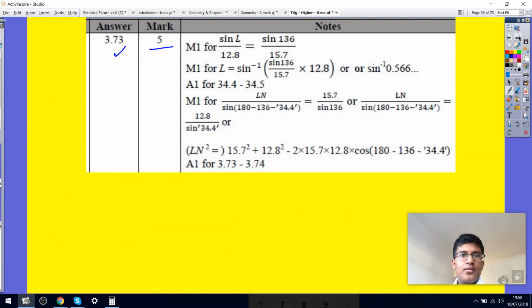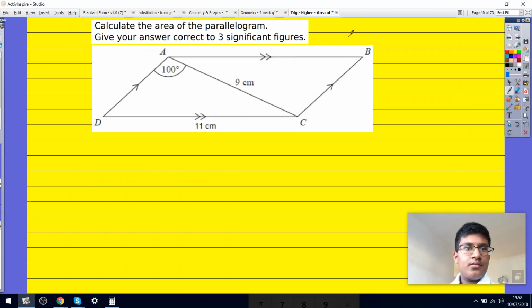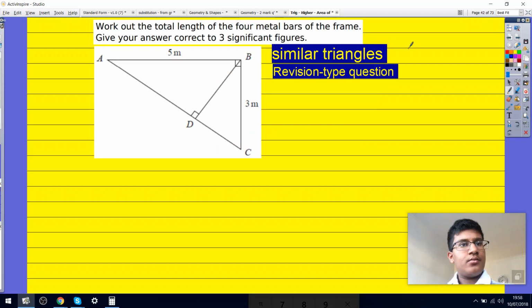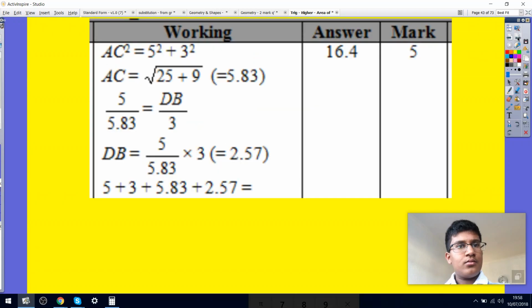So this one, calculate the area of this parallelogram. It's very similar to what you just did, and then you times your answer by 2. Cool. Then this one is similar triangles. It's a tough one. It's a very tough one. We just don't have time for it.